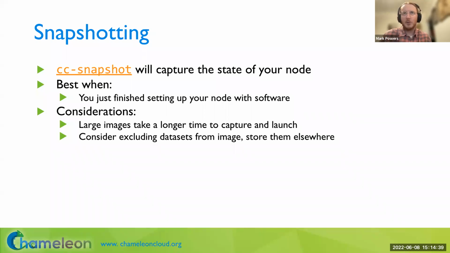You can run it and it will capture the state of your node and pack that all into an operating system image. That way, the next time you go to launch a node, you can use that operating system image to be in the same state that you were when you made the snapshot. So this is best done when you just finish setting up all of the software that you're going to need for your experiment. For example, if you just launched Ubuntu, you installed PyTorch and all of your other libraries. At that point, you can take the snapshot and you kind of have the minimal fresh state for your experiment.